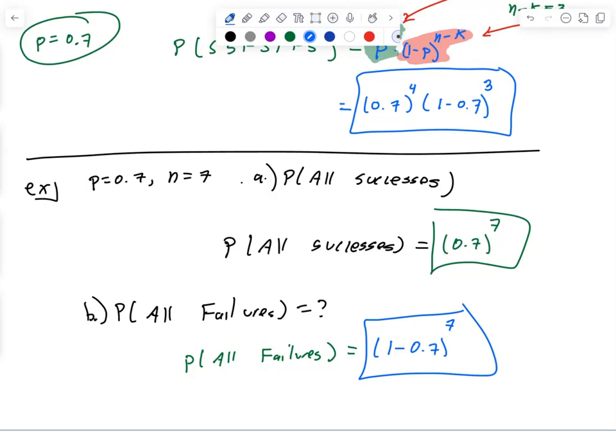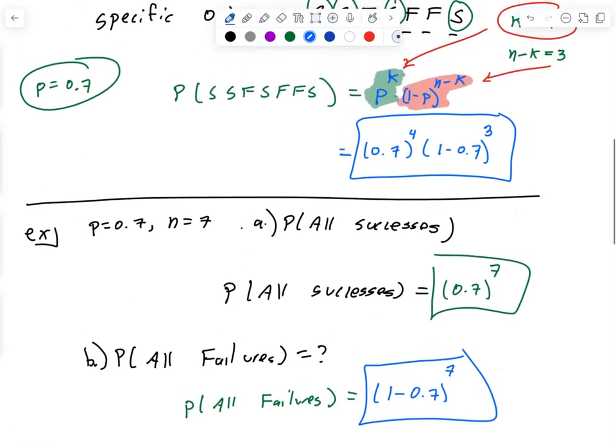So there's three types of problems so far that you should be able to do, and there's going to be one more. First off, I give you the specific outcome. If you look at yesterday's Amplify, these are the ones where you're using the whole formula like this. The other problem is what happens when it's all successes or all failures.